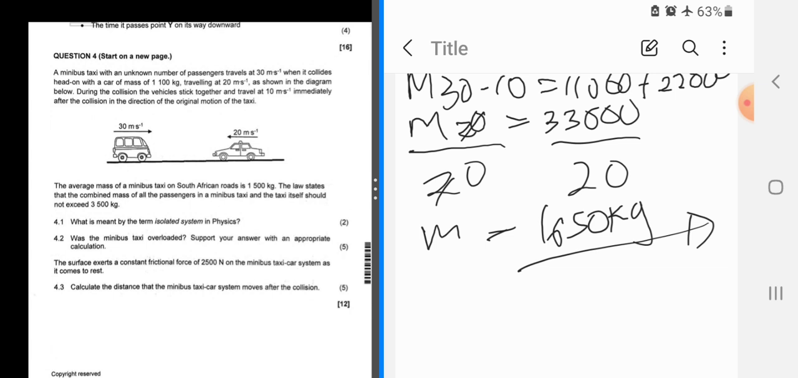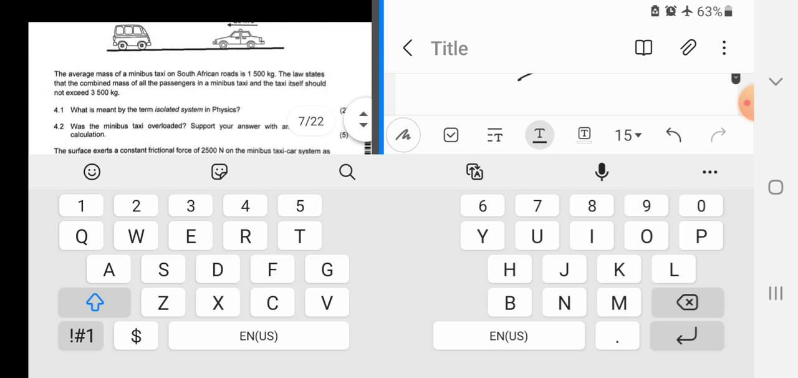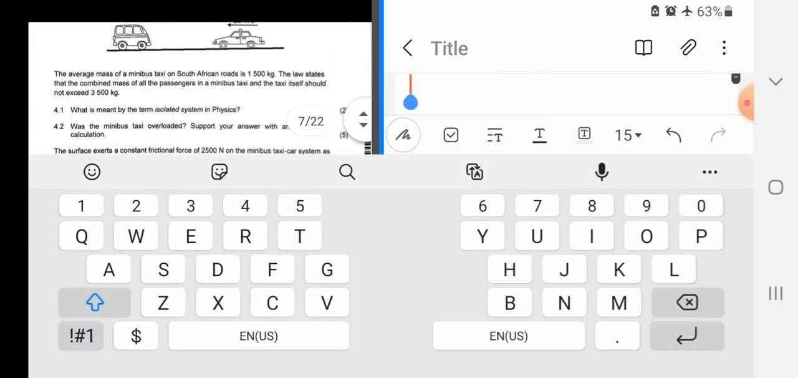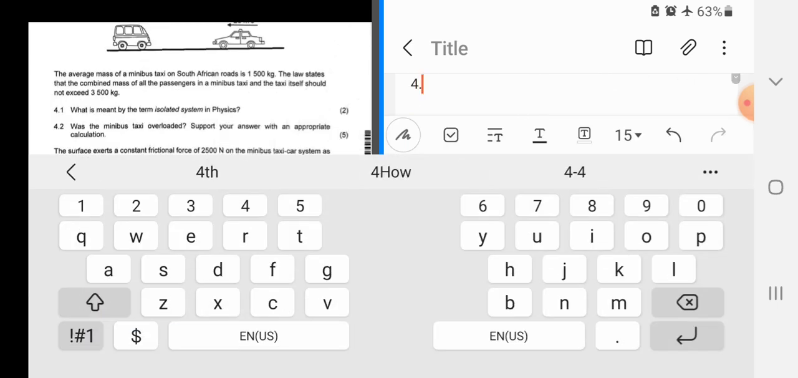Okay, so it does not exceed. Yeah, you will say yes, it does not exceed. So we are going to answer 4.3.